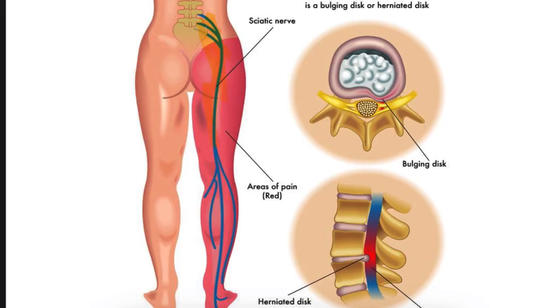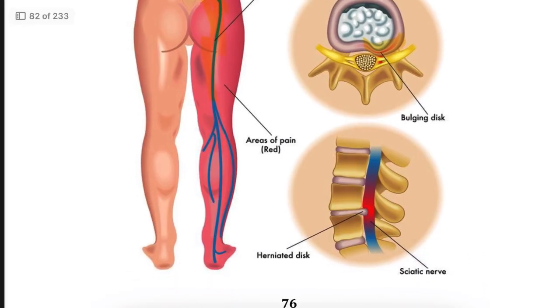Okay, so the pathophysiology will be a herniated disc. We can see here this herniated or bulging disc presses against the nerve root, causing inflammation and pain along the nerve's distribution. The L5 and S1 are the most frequently involved roots in sciatica.